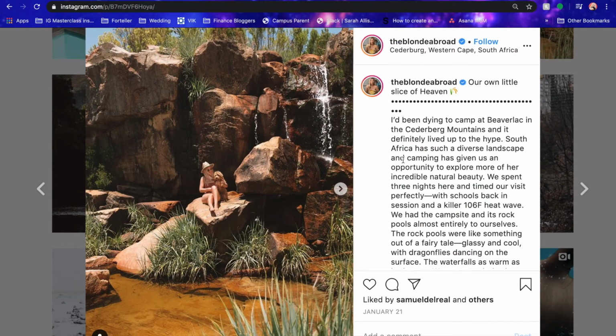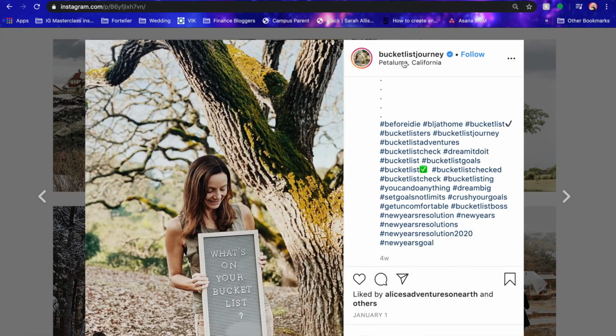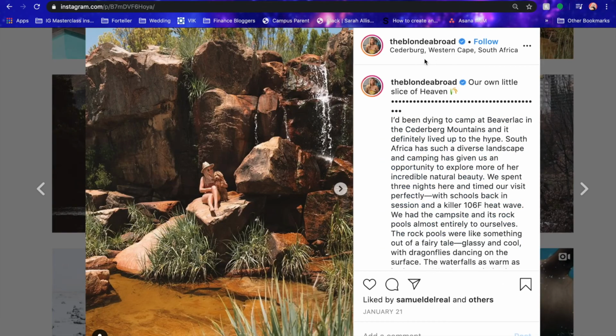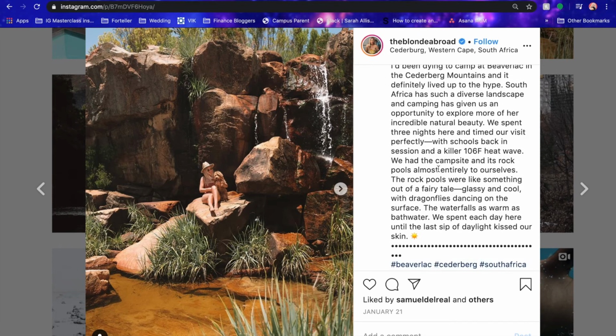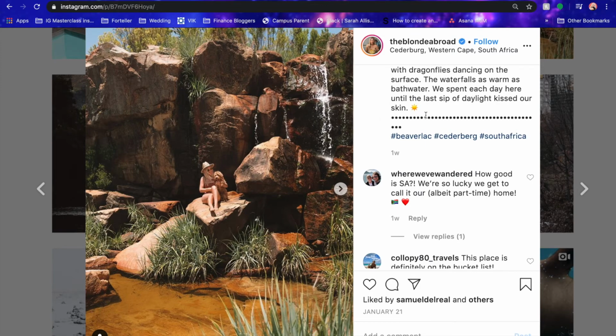We have another travel blogger here. One thing that I do want to point out between Annette and Kiki is the fact that they are tagging their location. This is so important to do, to tag your location. Not only do you want to have a great description and bring people into the story that you're trying to tell and provide solid hashtags, you also want to tag yourself in a location.